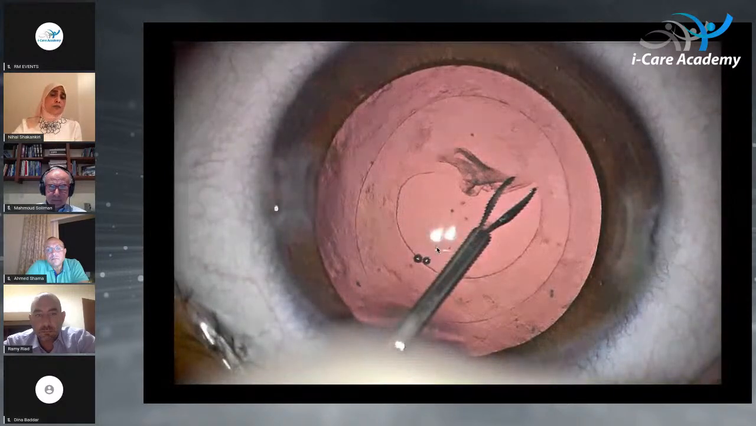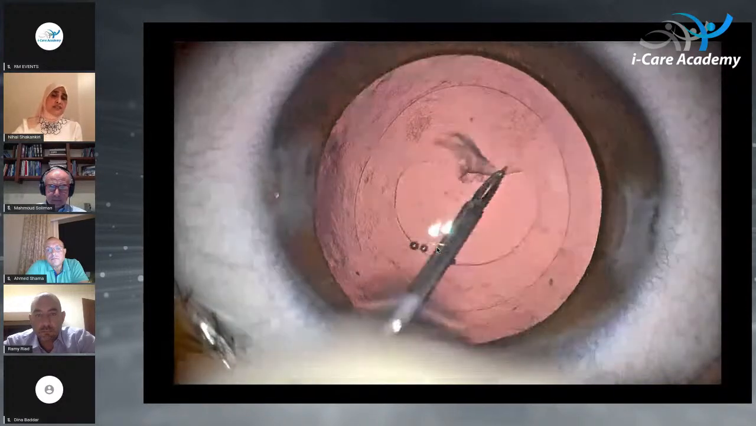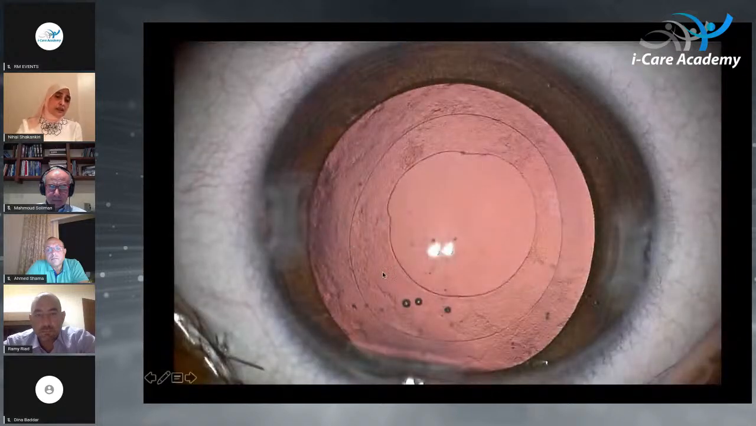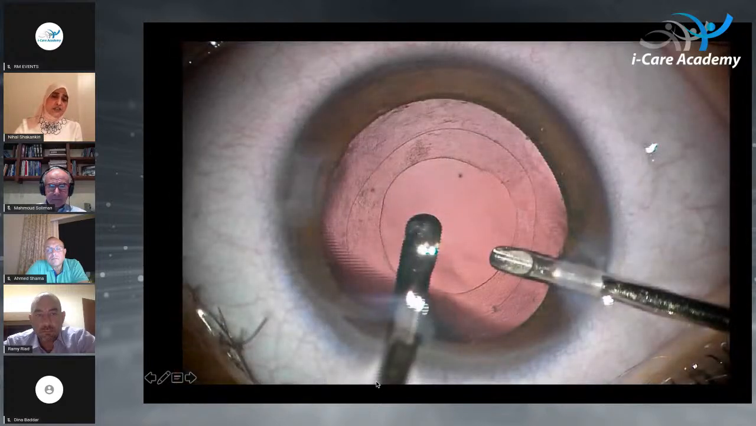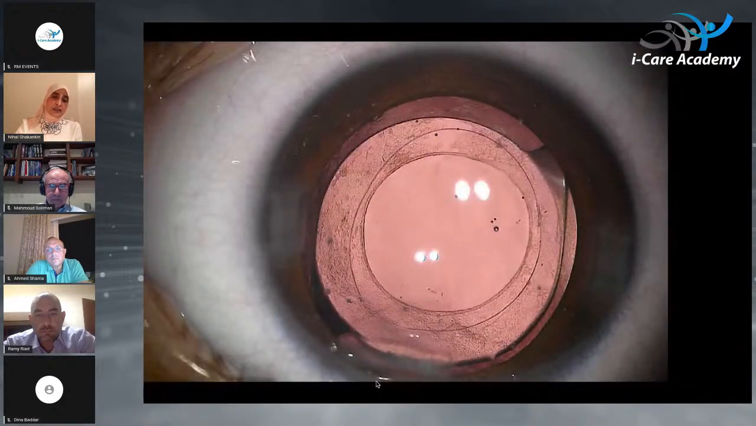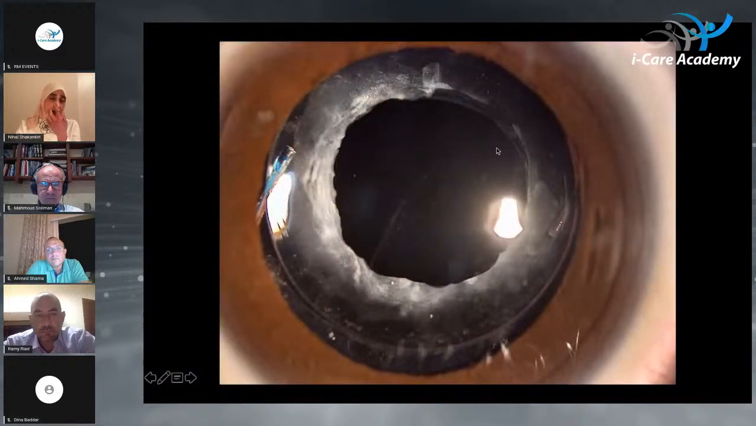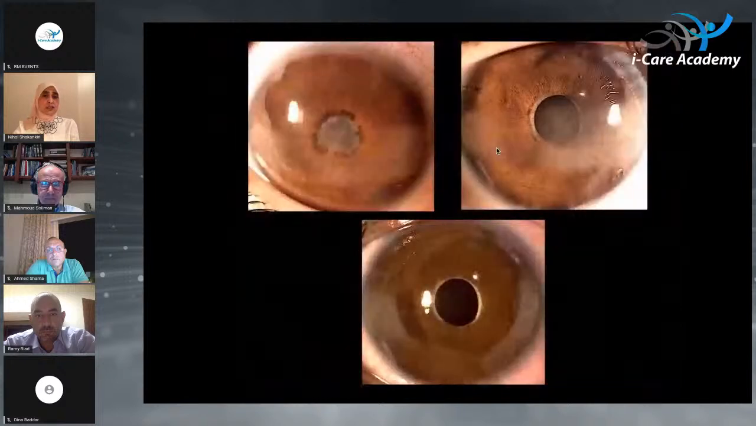And then we can perform the posterior rexis easily, like a simple case of congenital cataract, despite having a fibrotic posterior capsule, and anterior vitrectomy, and the IOL can be placed inside the capsular bag here with magnification. The fibrotic posterior capsule, but we have an ideal 4 millimeter posterior rexis. This is an eye with fibrosis 1 year after surgery with clear visual axis.